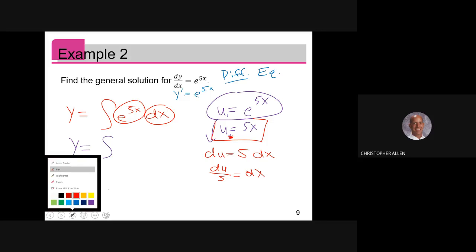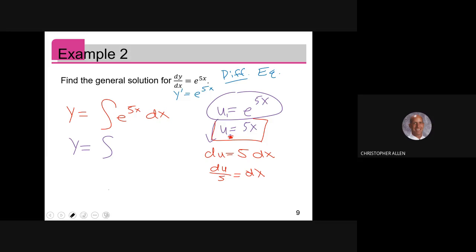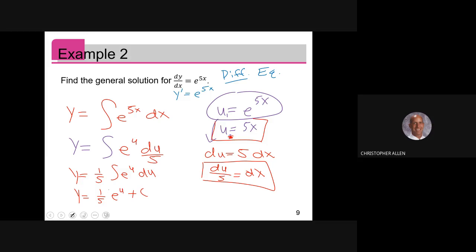So now when we go back to our problem here, what are we going to put in for 5x? u, right? So this is going to be e to the u. What are we putting in for dx? What is dx here? It's du over 5, right? In other words, y is equal to 1/5 the integral of e to the u du. What is the antiderivative of e to the u? It's just e to the u. Don't forget the plus c.